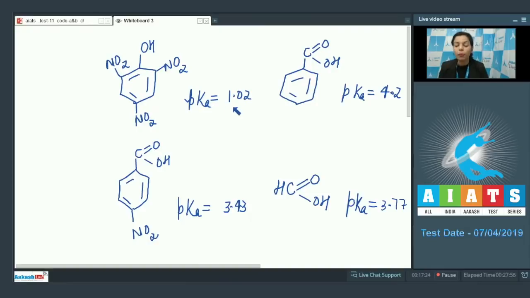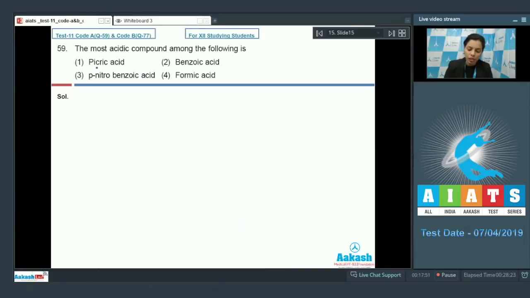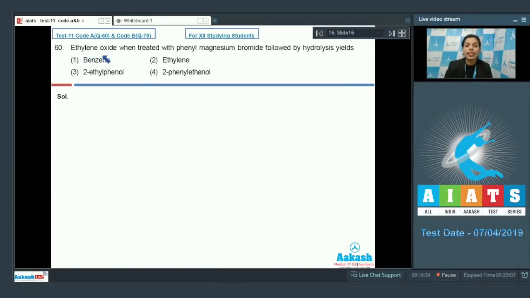Even if we compare the pKa values, the pKa value for this phenol is 1.02 only. Less the pKa value, more would be the acidic nature. And for benzoic acid, the pKa value is 4.2. On the basis of this, we can say picric acid is the most acidic compound. And that's why you can easily choose picric acid as your correct answer. That is option 1. After that, question number 60.